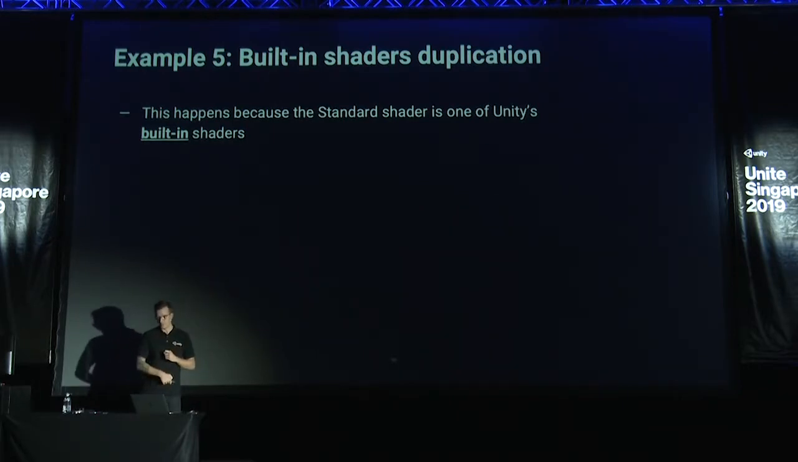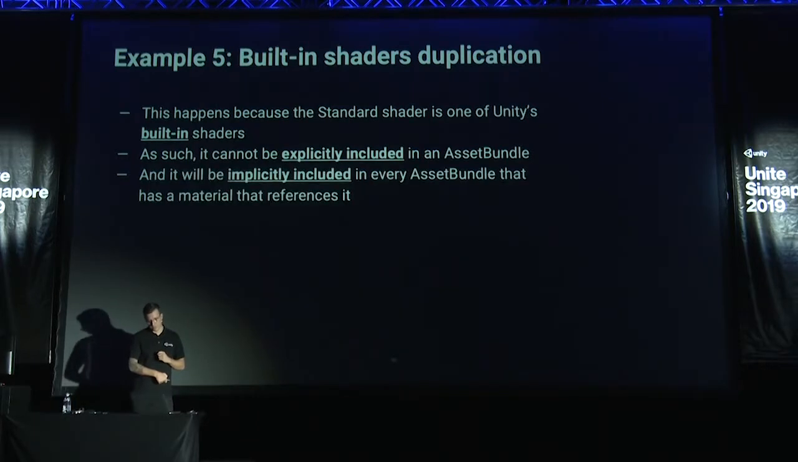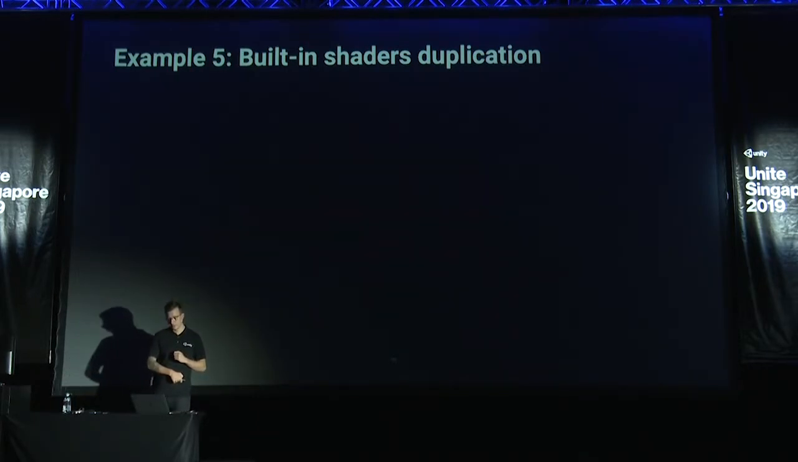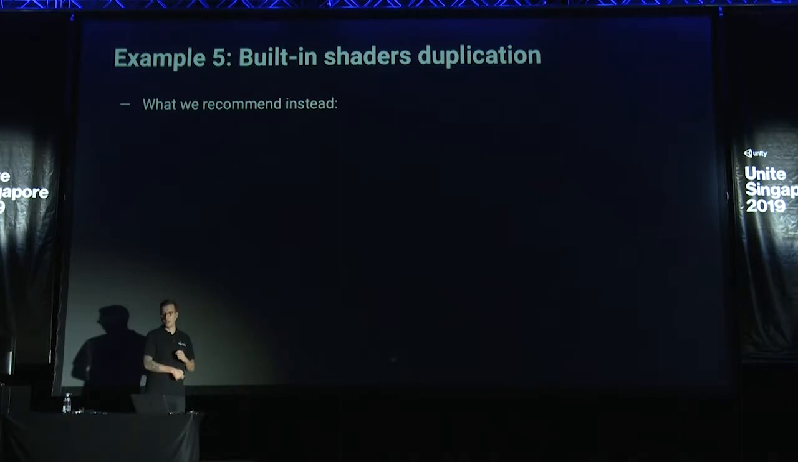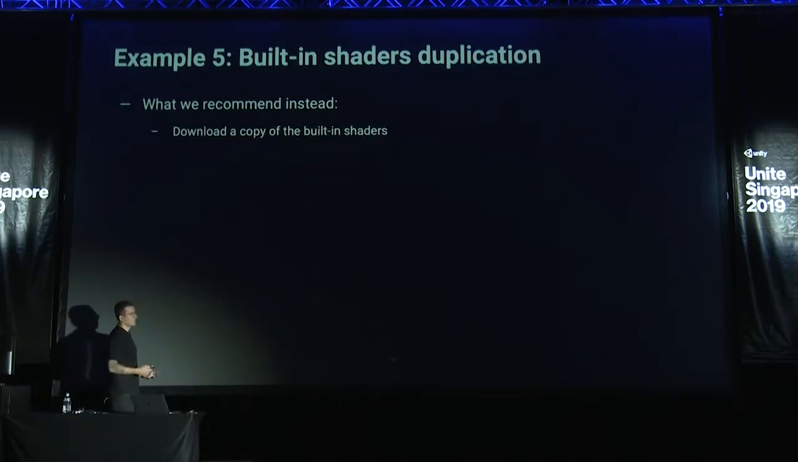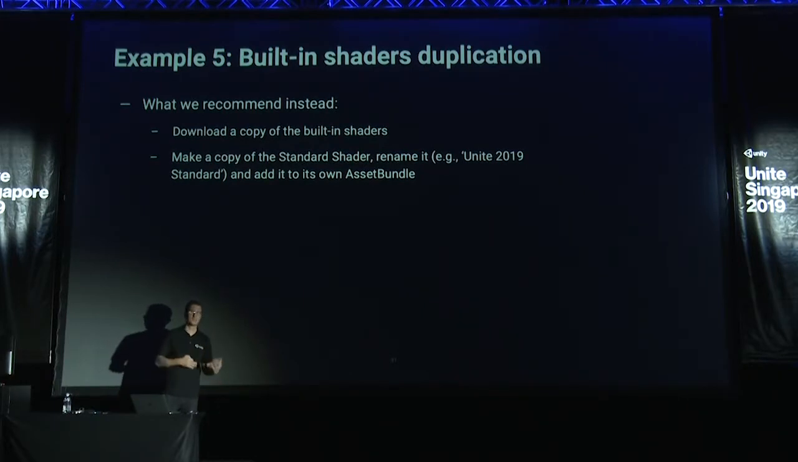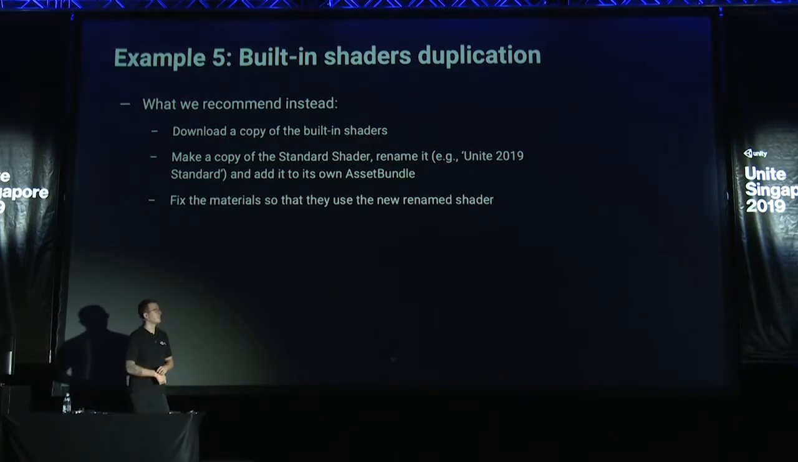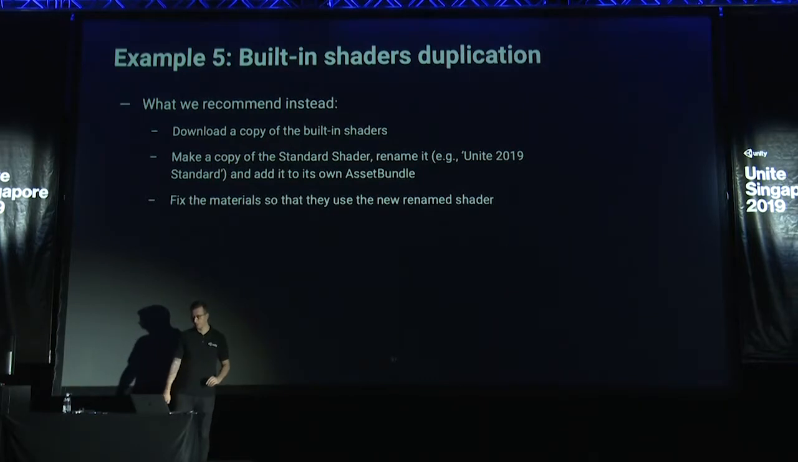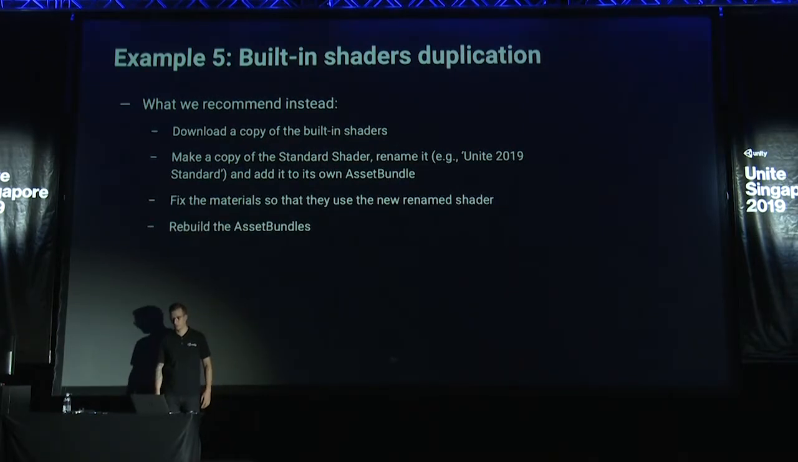So the solution that we recommend is to download a copy of the built-in shaders from our website. Then we can copy the standard shader into our project, rename it to something like Unite Test Standard Shader, and finally fix all the materials by assigning this new copied shader to the materials, and rebuild our asset bundles.